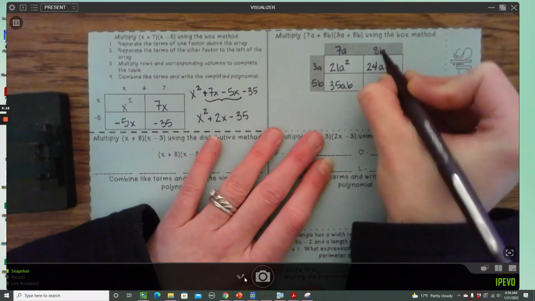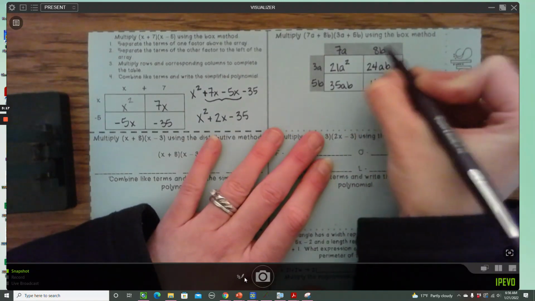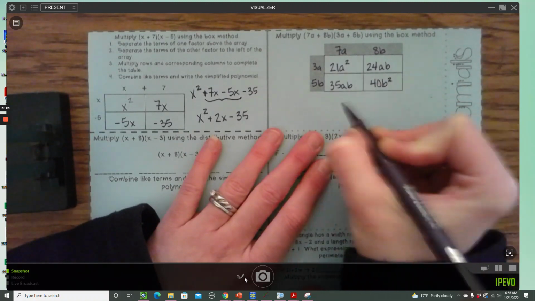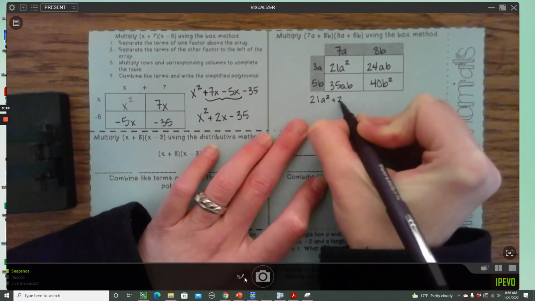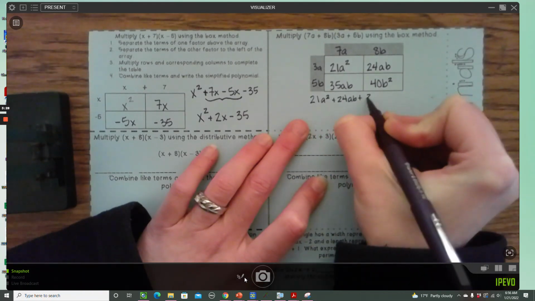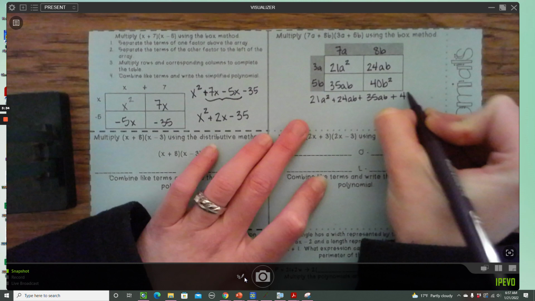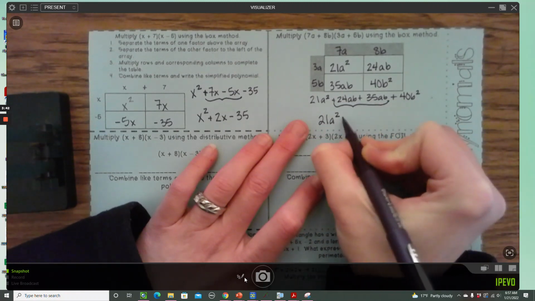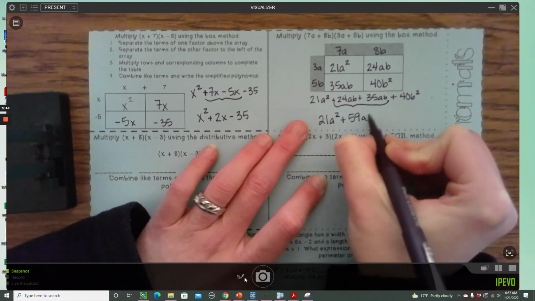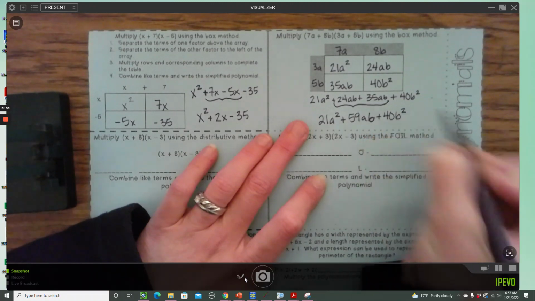And then for this box here, we have 8b and 5b. So 8 times 5 is 40. B times b is b squared. Okay, so if I write this all out, 21a squared plus 24ab plus 35ab plus 40b squared. So my like terms here are the ab's. So I have 21a squared, 24 plus 35 is 59. Tack the ab onto the end. And then plus 40b squared.